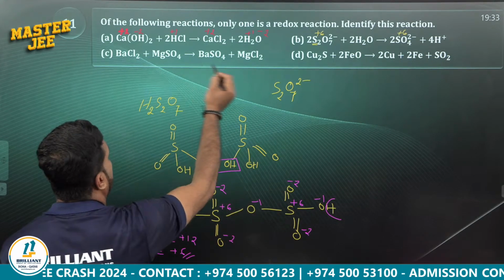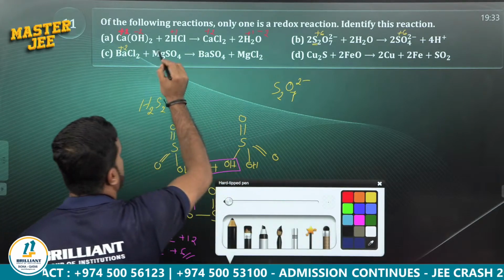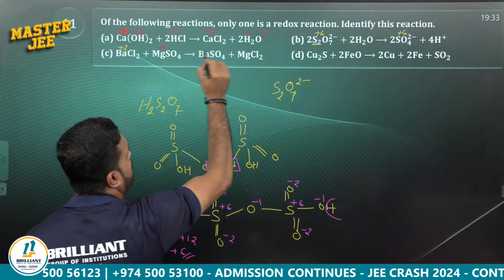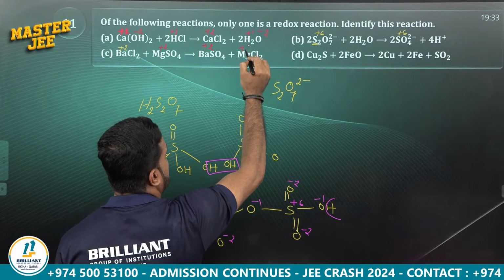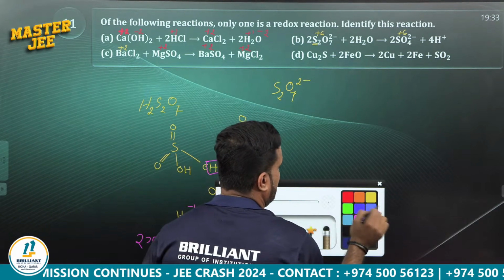And what about the third one, BaCl2? Here it is +2, you know that, right? Here magnesium is +2, here also barium +2 and magnesium +2. No change. But what about the fourth one? Obviously the fourth one will be the answer.